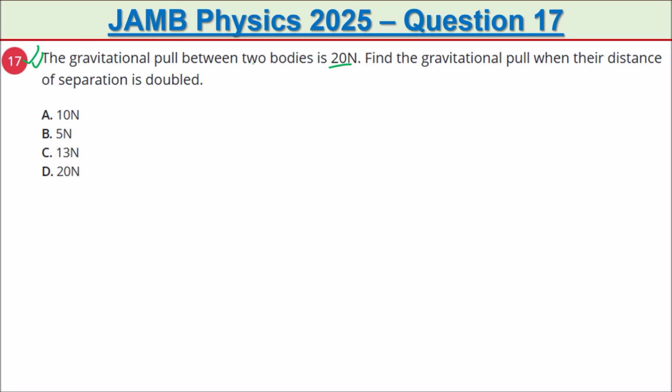The gravitational pull between two bodies is 20 newtons. Find the gravitational pull when their distance of separation is doubled.